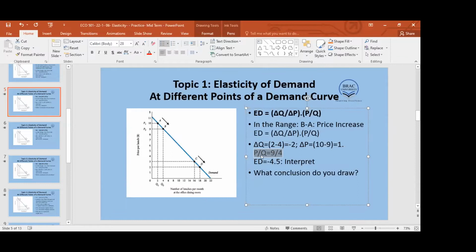So why is our P by Q ratio now 9/4? At B, price is 9 and quantity is 4. So we have 9/4. So our elasticity of demand is minus 4.5. What does that mean? If price increases by 1%, because we are looking at a price increase this time from B to A, demand falls by 4.5%. That means total revenue will ultimately fall, won't it?